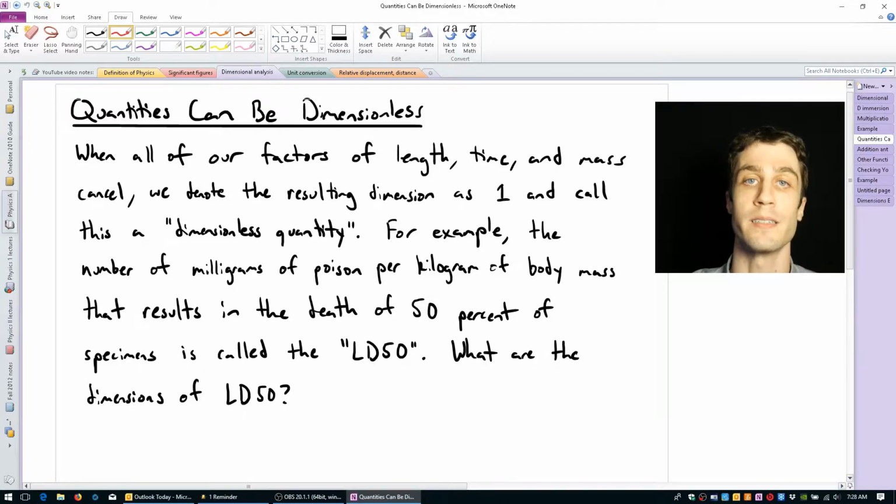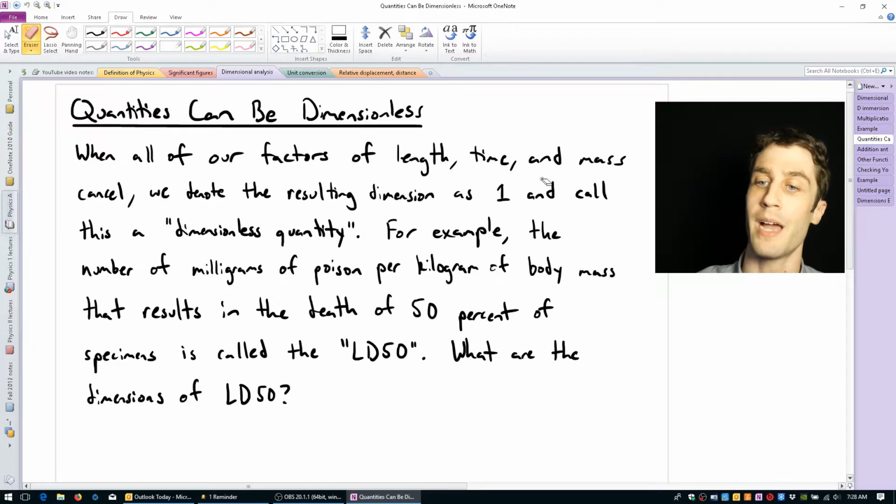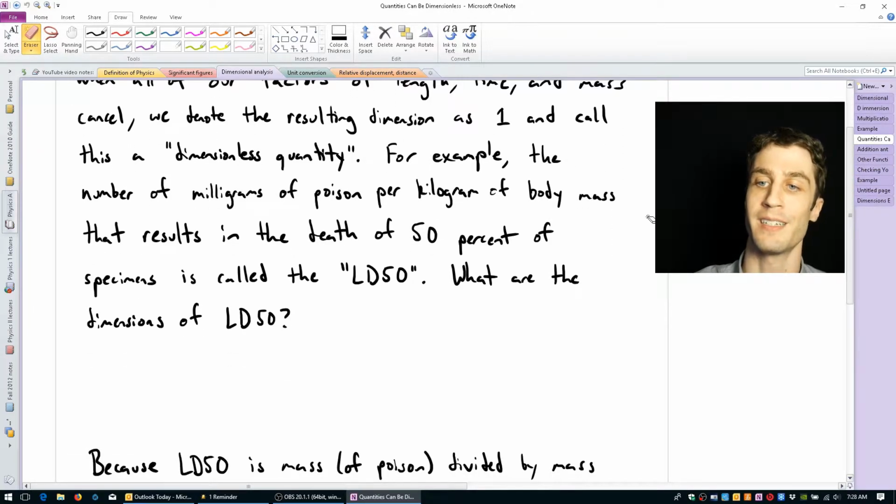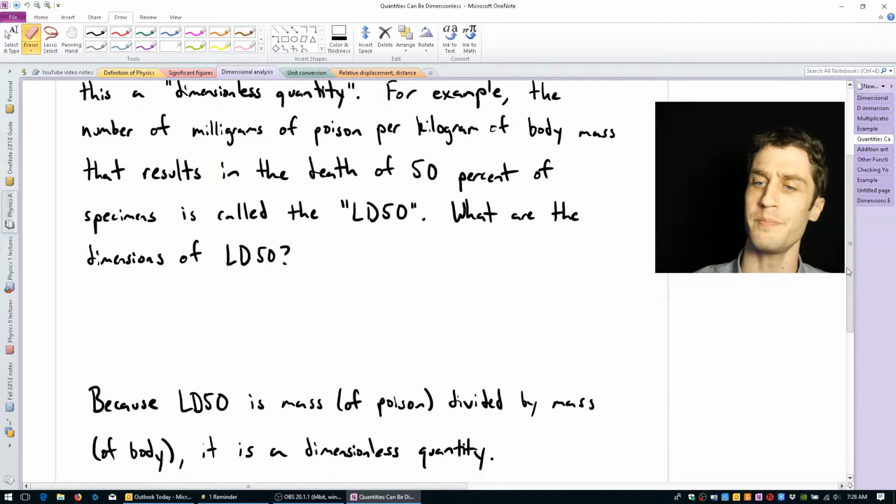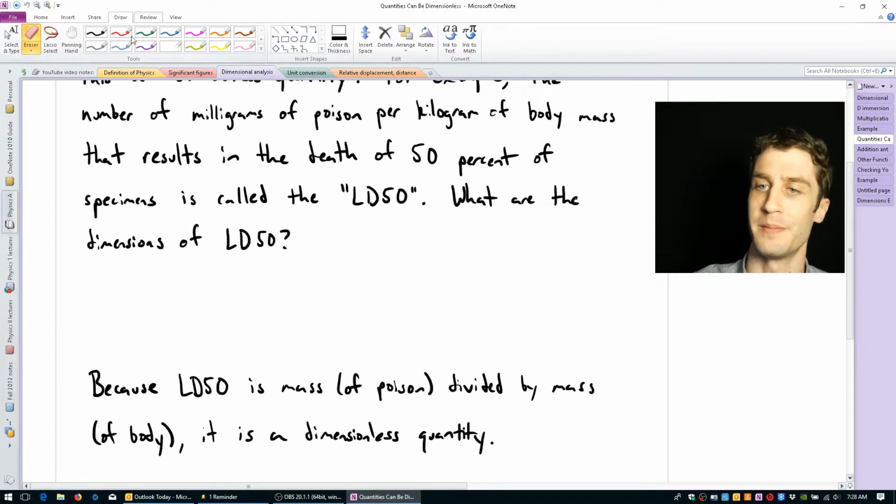Quantities can be dimensionless. So when all of our factors of length, time, and mass cancel, we denote the resulting dimension as 1 and call this a dimensionless quantity. For example, the number of milligrams of poison per kilogram of body mass that results in the death of 50% of specimens is called the LD50. This is an actual term. You can go ahead and look it up, LD50. So what are the dimensions of LD50?